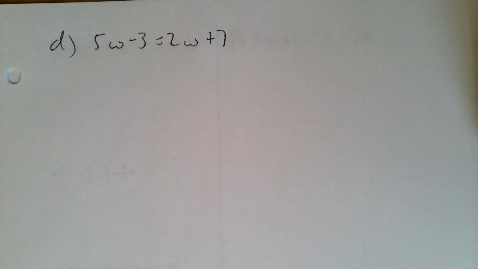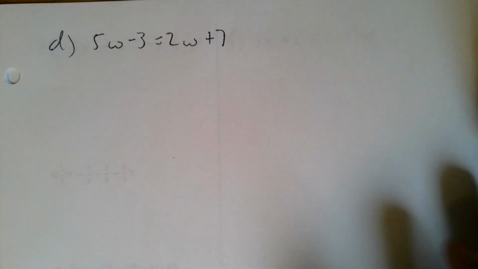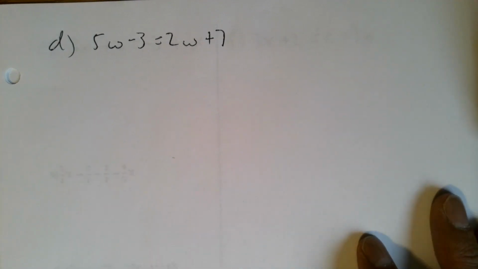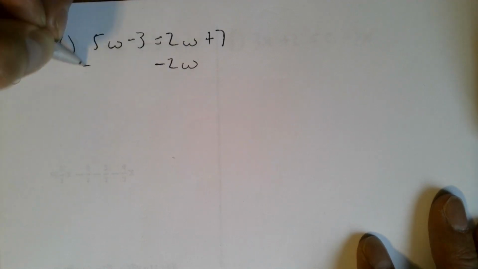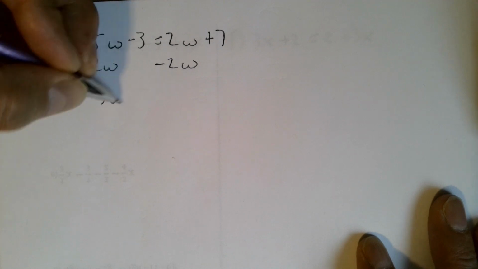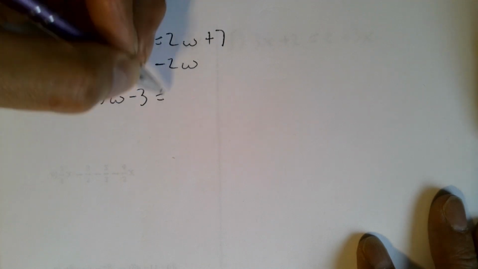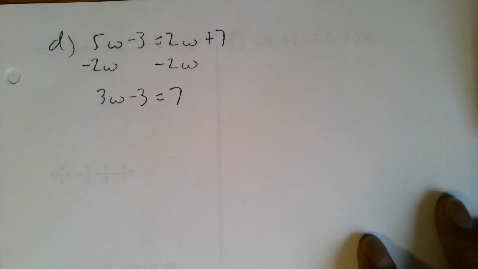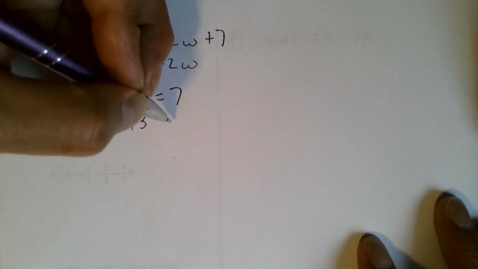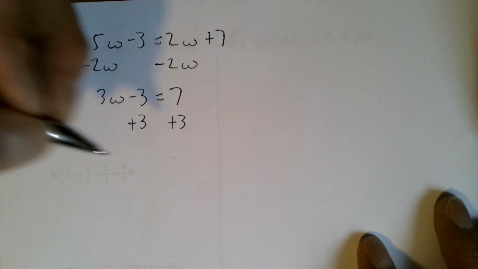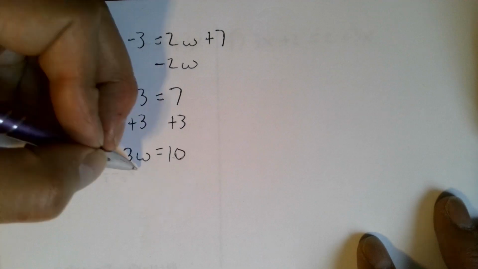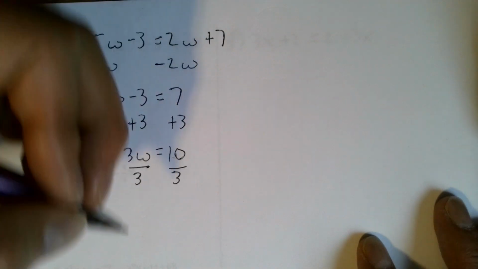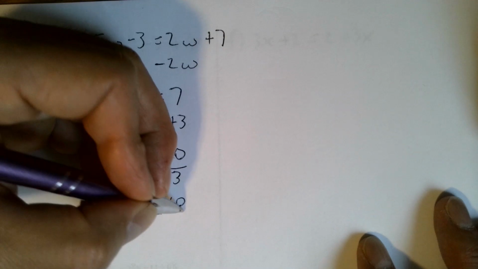Okay, next one, D. Where's D? There it is. Okay, and again we want to get w's on the side with the greatest number of w's. In this case that's this side. So we're going to subtract 2w from both sides. Get 3w minus 3 equals 7. Add 3 to both sides. I got 3w equals 10. And then divide both sides by 3. So I get w equals 10 over 3.